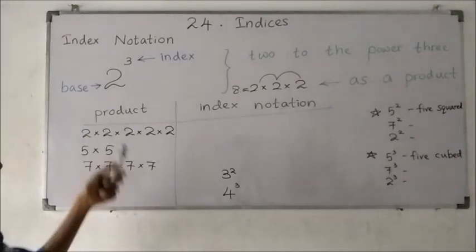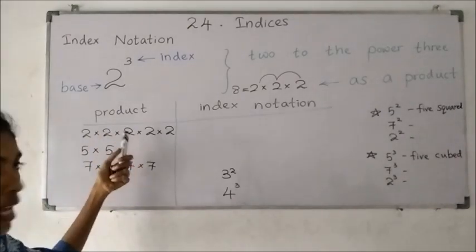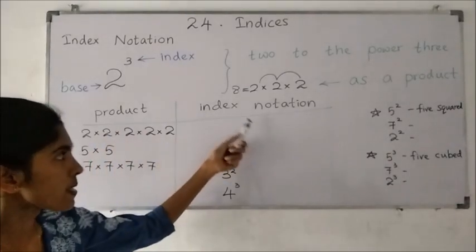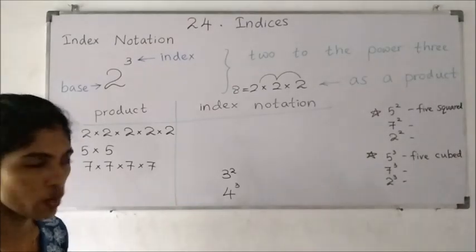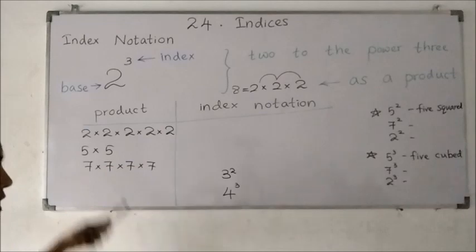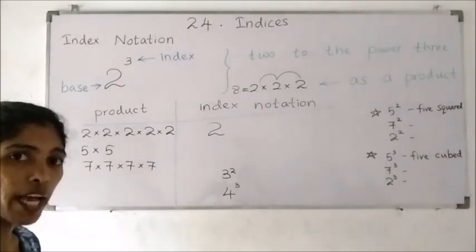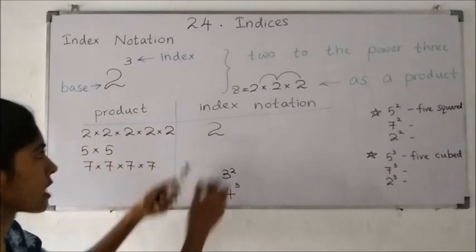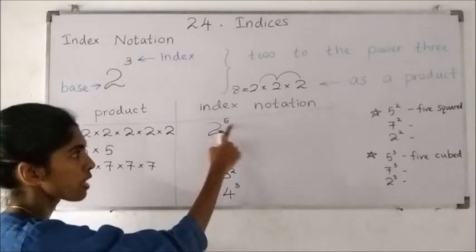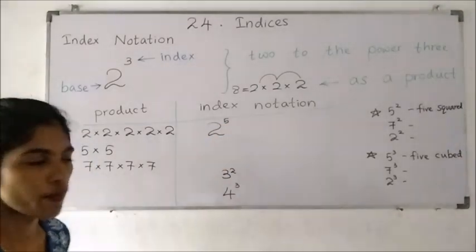Here I have given you examples in this table. On the left side, as a product, I have shown some values, and on the right side we need to show them in index notation. 2 is multiplied by itself 5 times. What is the number which is repeated here? 2. How many times? 5 times. We write that 5 up. 2 is the base, 5 is the index. How do we read this? 2 to the power 5.